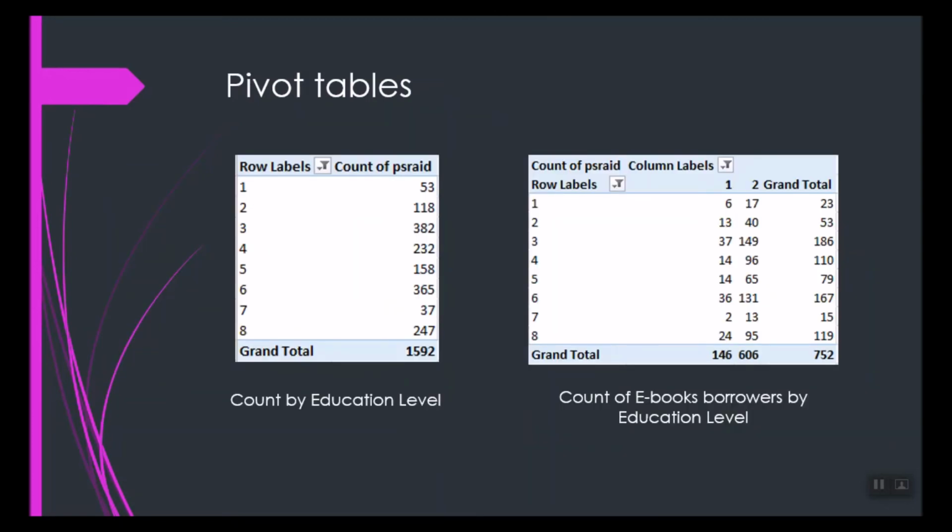Here we have pivot tables. I made a simple one, a count by education level. So you have there the number of participants that belong to each level. And then we have a count of ebook borrowers by education level. So on here, this table makes it very simple to see that these are the education levels, and then these are the people that did borrow ebooks and the people that did not. And again, our largest group seems to be group 3, and so most people did not, and that applies to all of the columns, but it's very obvious on this one specifically because of the number of participants that most people do not rent ebooks, they do not borrow ebooks.